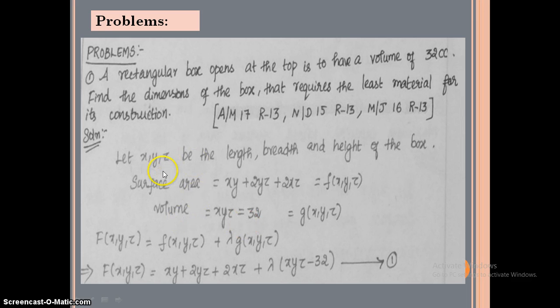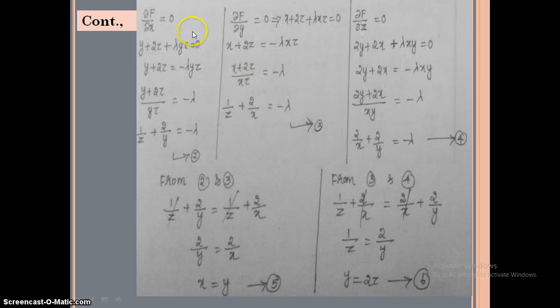Then write the formula for Lagrange's multipliers: F equal to small f plus lambda g, that is F equal to xy plus 2yz plus 2xz plus lambda into xyz. The 32 goes to the left side, so you will get xyz minus 32. This is equation number 1. So be careful in writing the equations. Next, first find dou F by dou x equal to 0, next dou F by dou y equal to 0, dou F by dou z equal to 0. That is the next step.